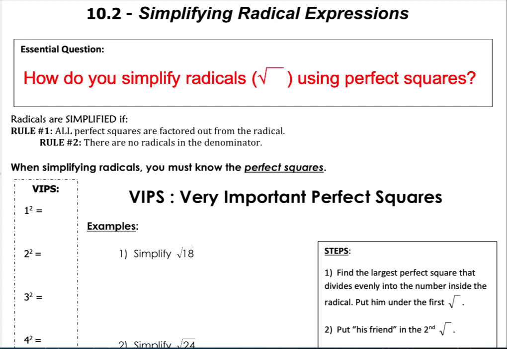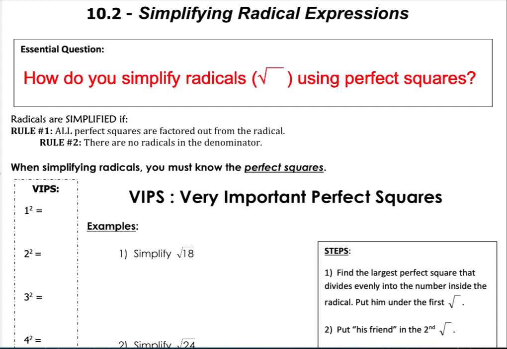This is our first lesson in the next part of our quadratic equations unit. So this is unit 6, and we're going to focus on simplifying radicals. So our central question is, how do I simplify radicals, meaning square roots, using perfect squares?